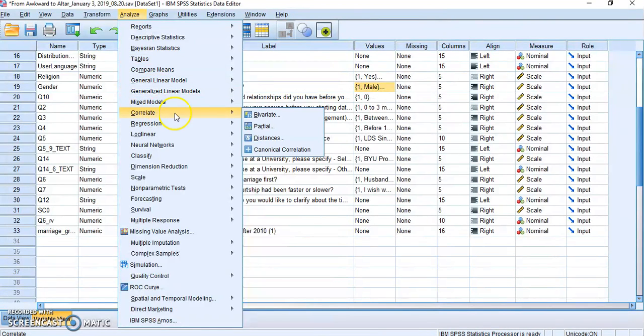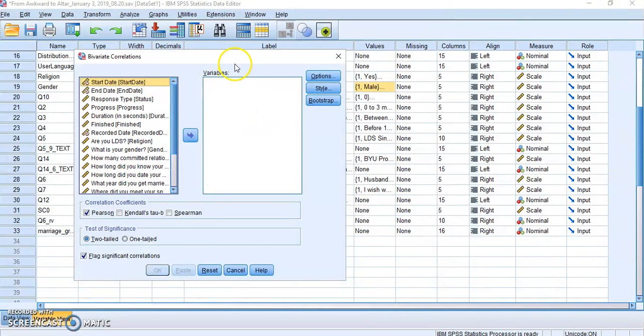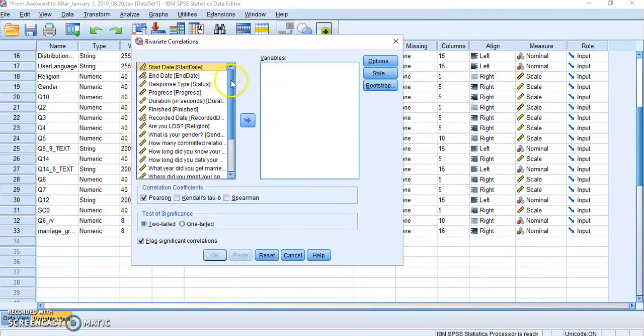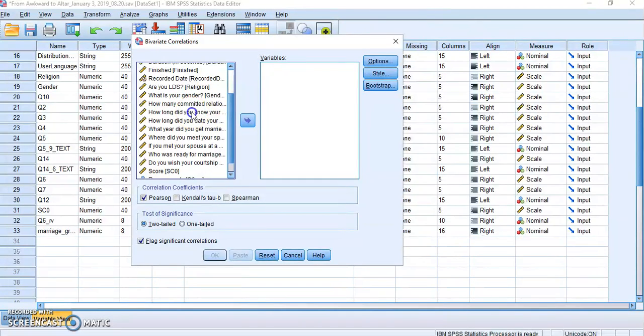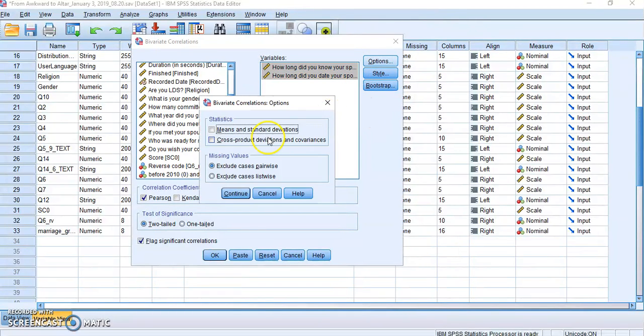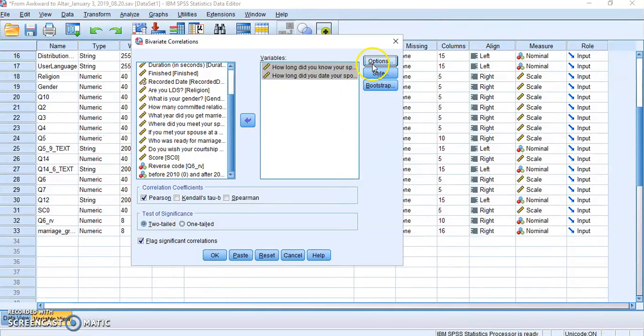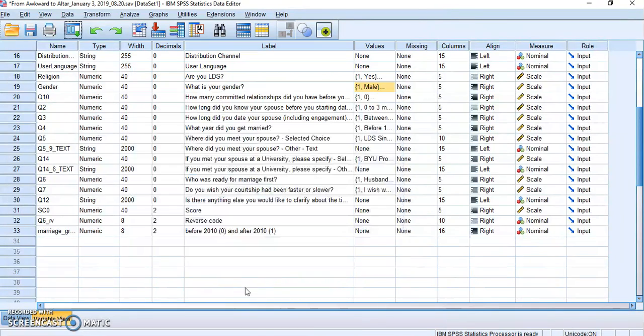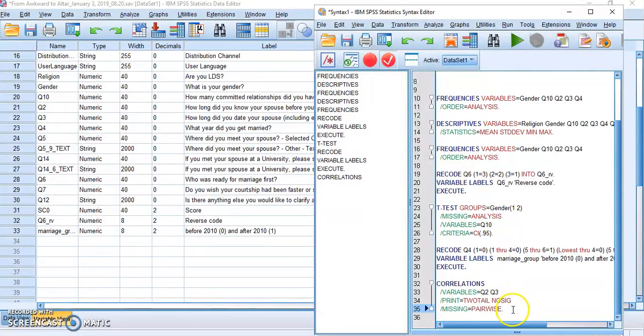So then we're going to go to correlate, bivariate, because we want to do a correlation between two variables, and put those in. Again, there are some options here. If you want to show the means and standard deviations, you can. I'm going to choose not to. We want Pearson, two-tailed, flag significant correlations. Paste that, come to my syntax, and run it.